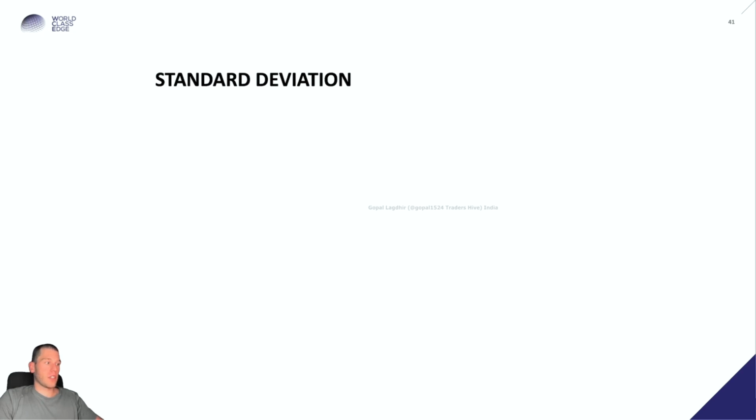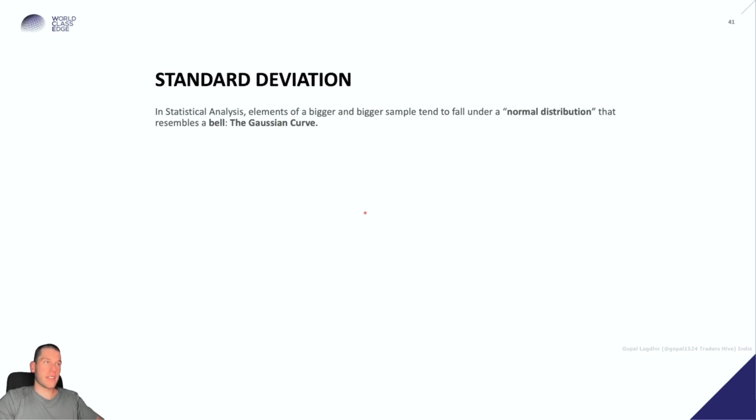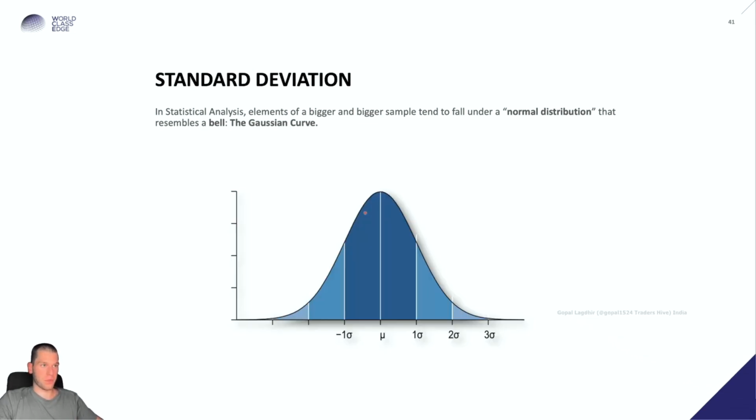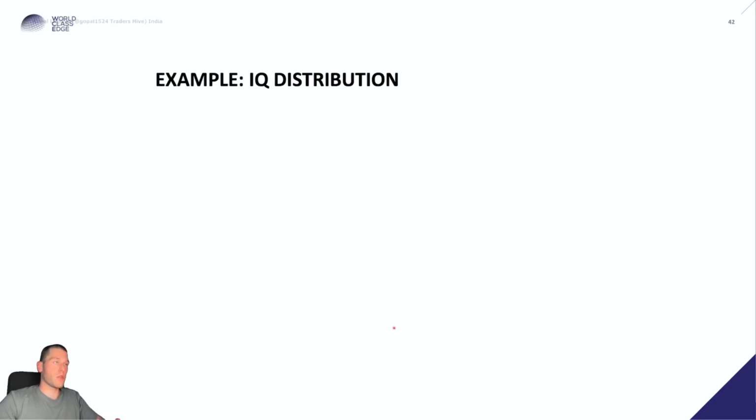A standard deviation. Most of you should know this from your time in school. It's a statistical analysis where elements of a bigger and bigger sample tend to fall under a normal distribution that resembles a bell, also called the Gaussian curve, which looks like this. So the logic behind this is the more samples you have, the more they tend to fall under a curve like this, or a distribution like this.